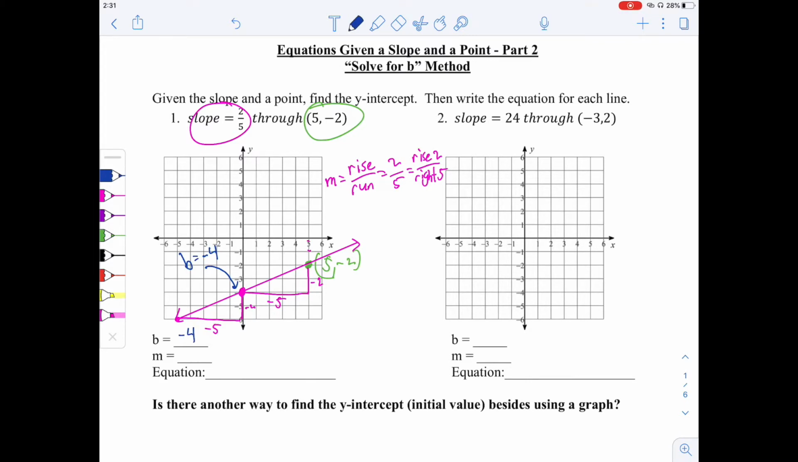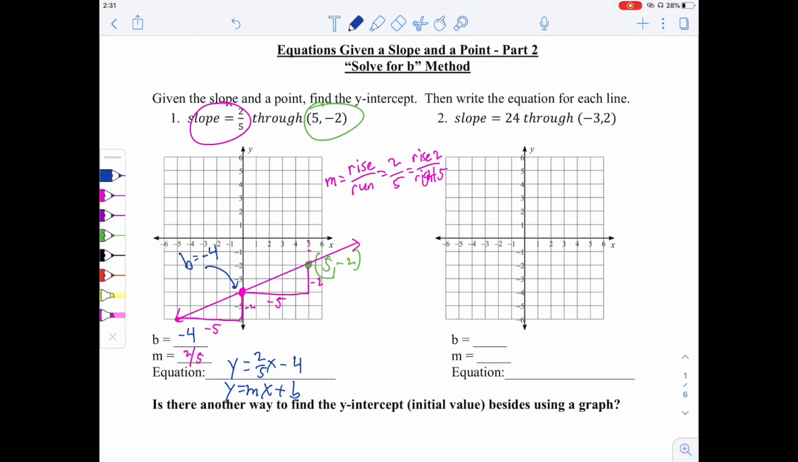Our slope was given, right, because that was 2 over 5. So our equation, and we're always comparing this to y equals mx plus b. So we got y equals our slope, 2 over 5 next to the x, and our b is -4, so y = 2/5x - 4. And that's our equation.